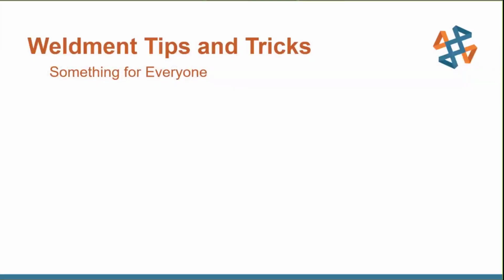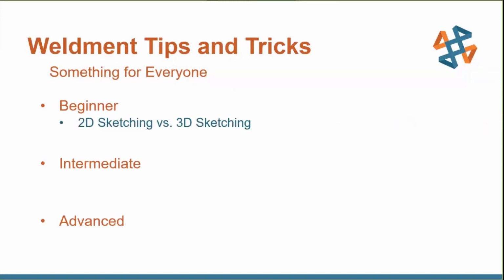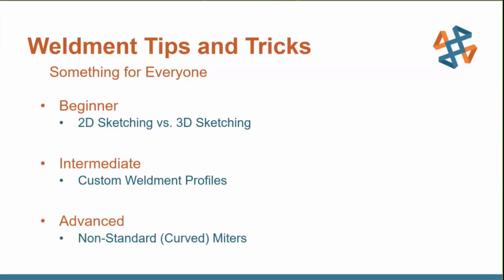So the way I'm going to break down the topics for today is I have a little bit of what I call something for everyone. And what I mean by that is I have a beginner tip, an intermediate level tip, and what I consider an advanced tip. For my beginner topic, I'm going to talk about 2D sketching versus 3D sketching. For my intermediate tip, we'll then go into creating our own custom weldment profiles. And then lastly, for my advanced tip, I'm going to talk about non-standard, or in this case, a very specific curved miter. So if you don't have a clean 45-degree miter or anything that's considered non-standard, I'll show you how we can approach those with some different techniques.